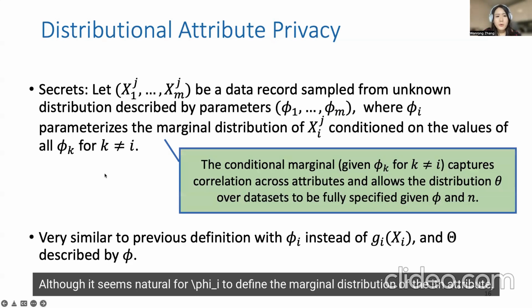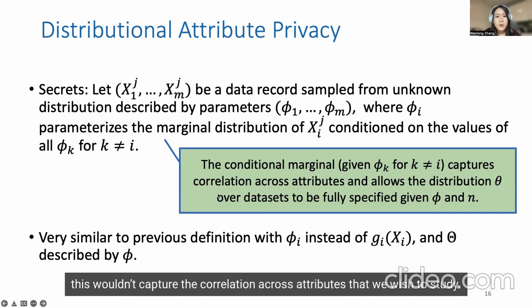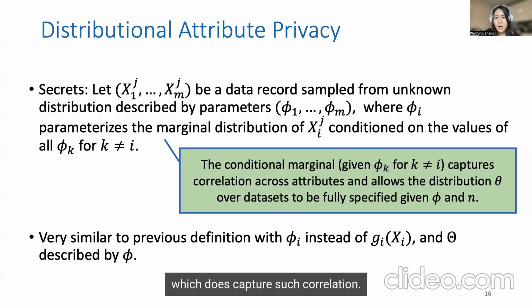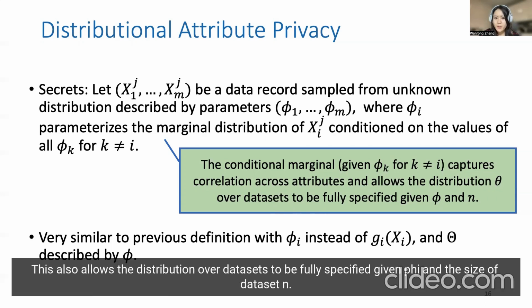Although it seems natural for phi_i to define the marginal distribution of the ith attribute, this wouldn't capture the correlation across attributes that we wish to study. Instead, phi_i defines the conditional marginal distribution of the ith attribute given all other phi_k fixed, which does capture such correlation. This also allows the distribution over datasets to be fully specified given phi and the size of the dataset n.